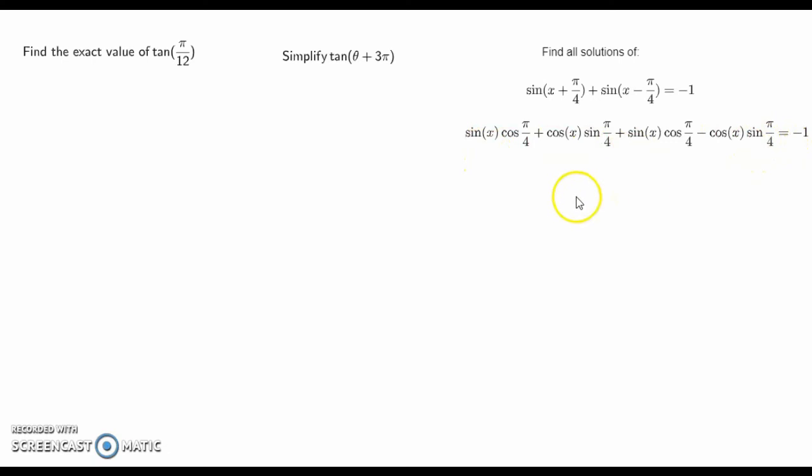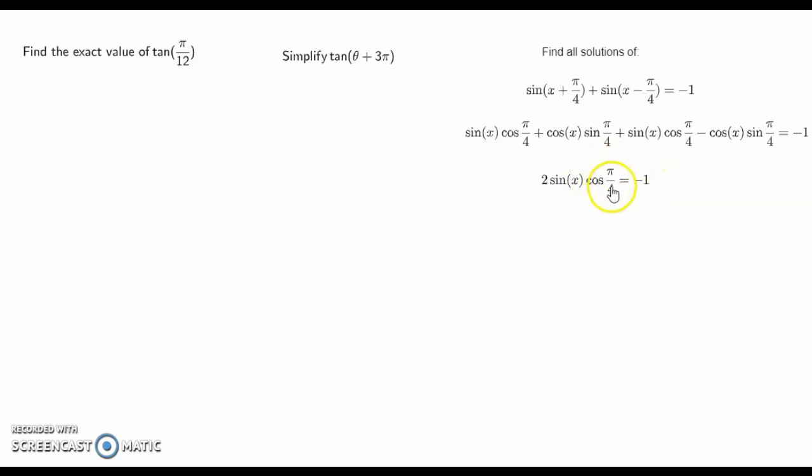So this looks horrible, but it simplifies fairly nicely. You'll notice that we have two of the exact same things. One's positive and one's negative. So this and this are going to cancel out. And these two are the exact same thing. So we're going to have two of those. So this really just turns into this. As bad as that is, this is much simpler. So we have 2 sine of x cosine of pi fourths equals -1.